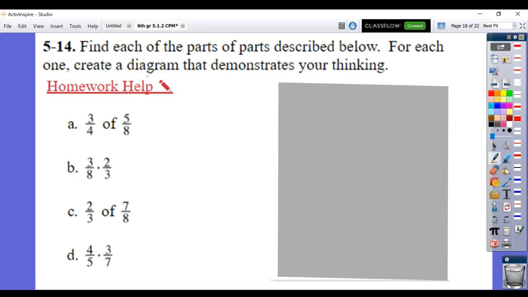For 514, you're going to find the parts of parts described. So what is 3/4 of 5/8? What is 3/8 times 2/3? 2/3 times 7/8, again, of means multiply. 4/5 times 3/7. You can use the algorithm for multiplying fractions, which says to multiply the numerators, then multiply the denominators, and then simplify. It is also possible to simplify before you multiply, and if you're comfortable with that, you can do that method as well, but your final answer should be in simplest form.